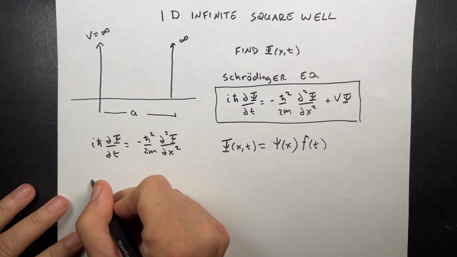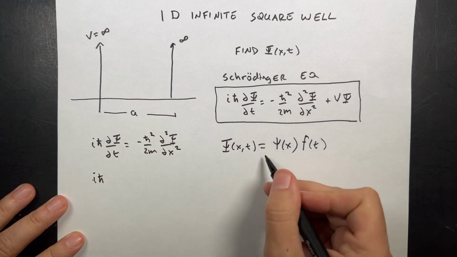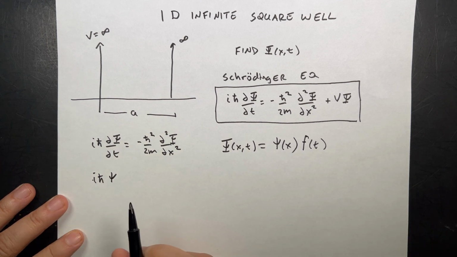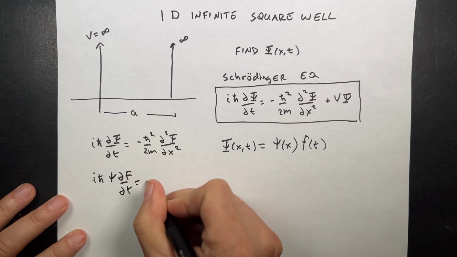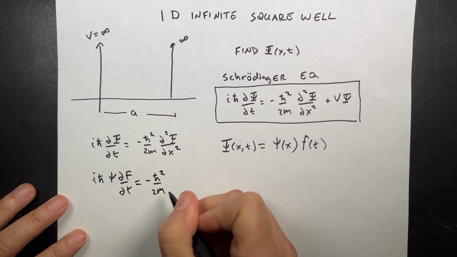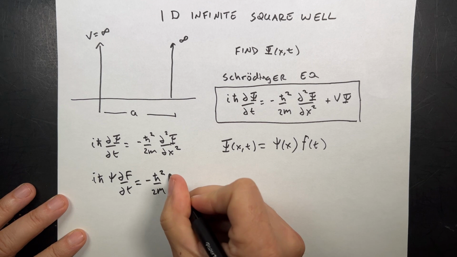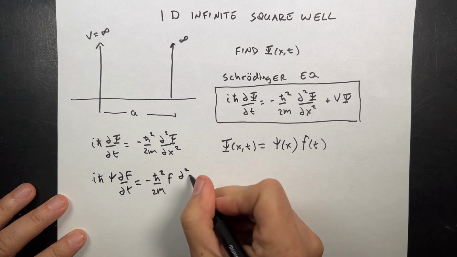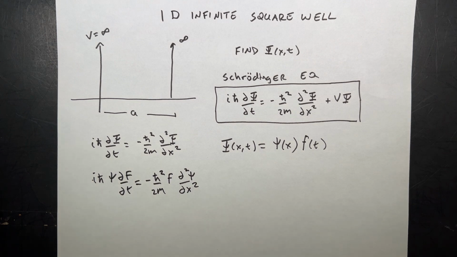So I can write this as i h bar. I'm going to take the derivative with respect to time, but the psi comes out. I'll leave off the as a function of x. The partial of f with respect to t equals negative h bar squared over 2m. And I'm going to take the partial with respect to space. Nothing happens to the time, so that comes out. Second partial of psi with respect to x.